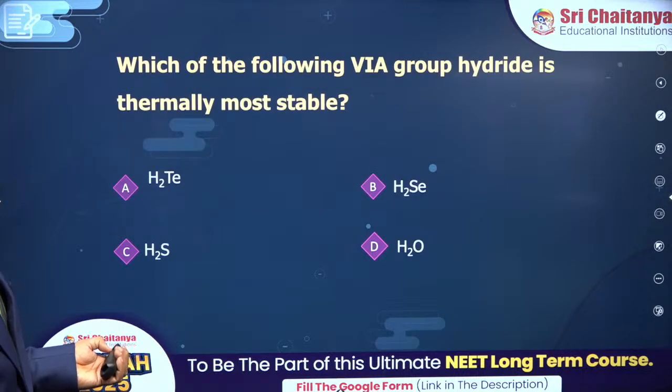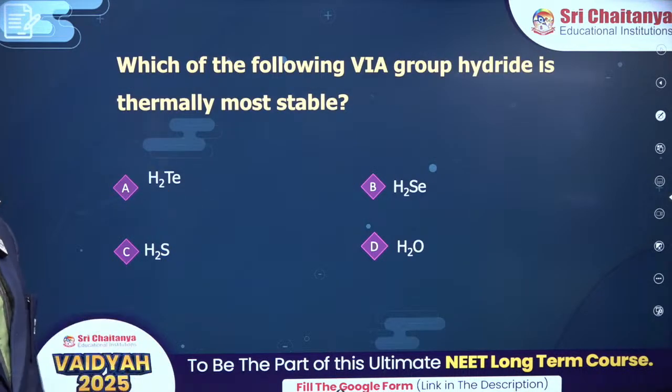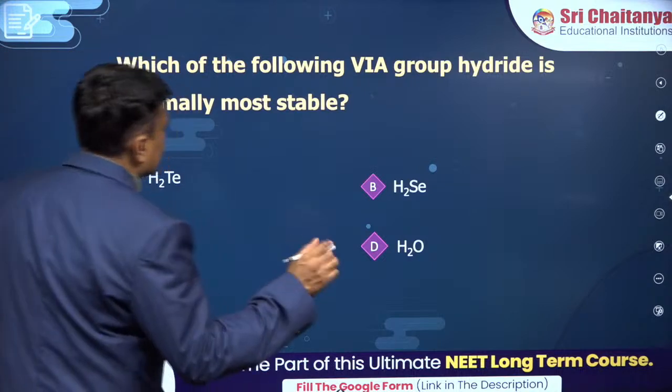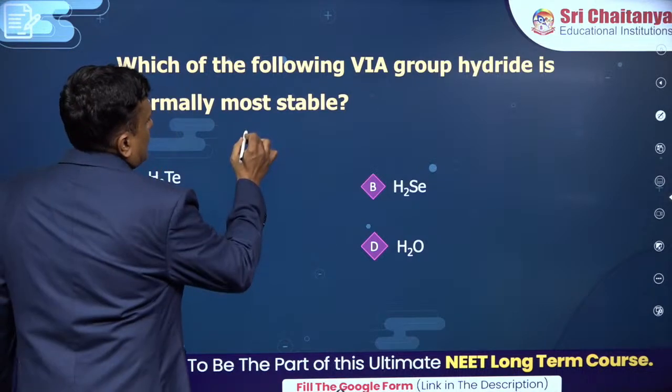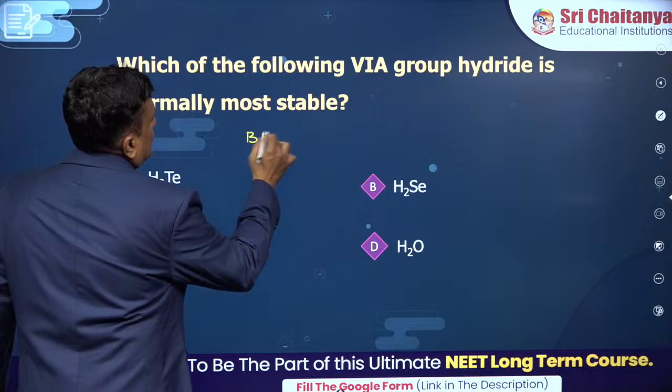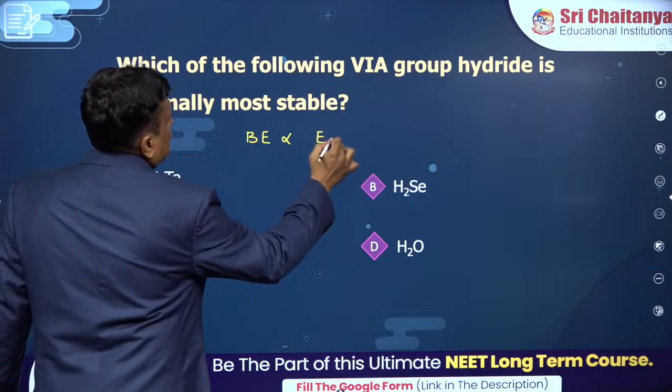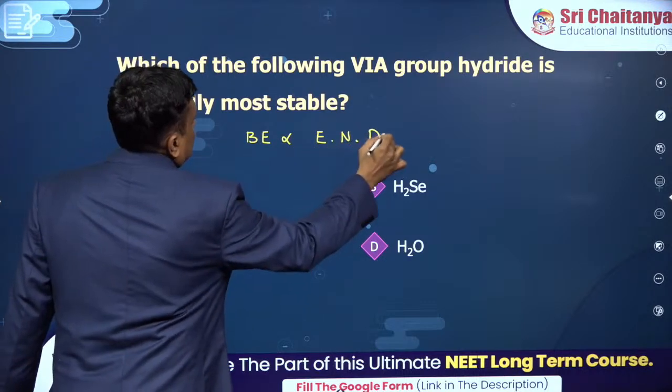Which of the following is a 6th group hydride? Let me tell you something related to this, which is very, very important: remember, bond energy is directly proportional to electronegativity difference. Always remember this point.